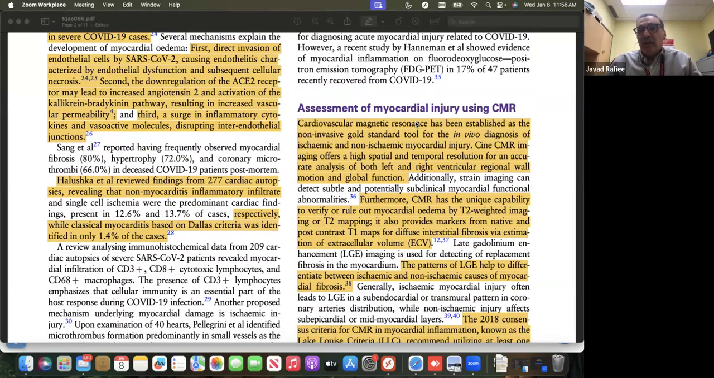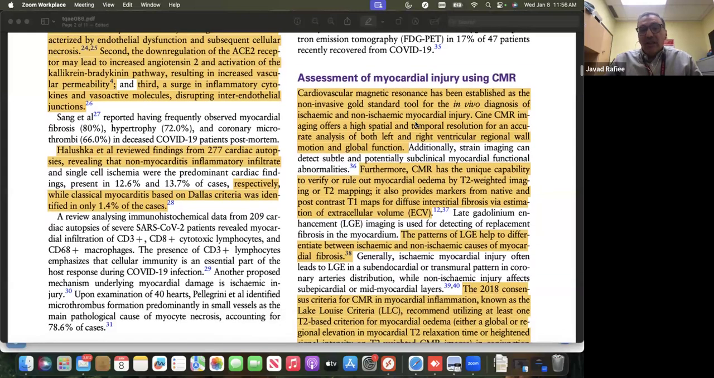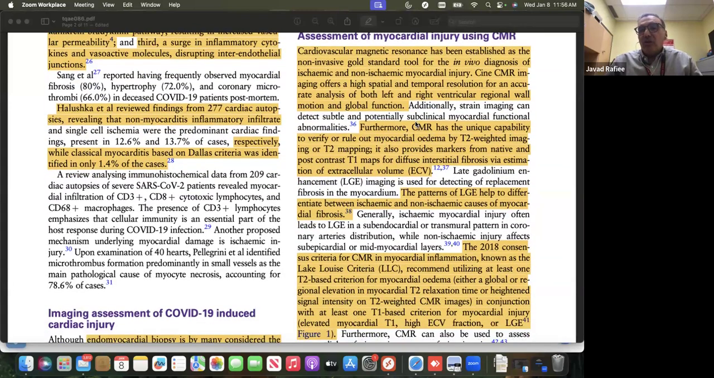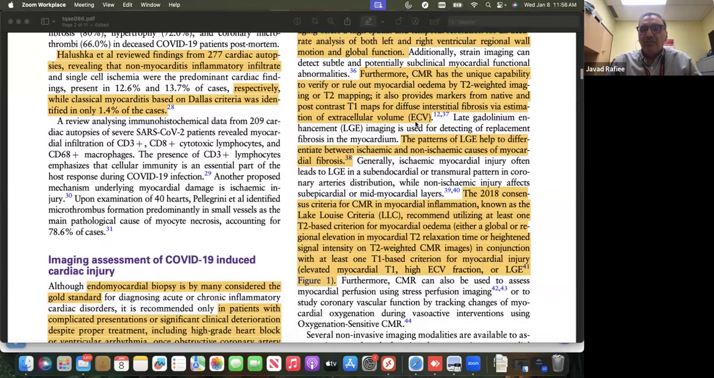So based on this finding, cardiac MR is the best method to show cardiac injury during COVID-19. It not only shows global and regional RV and LV dysfunction, it can show T1 and T2 changes based on myocardial edema and fibrosis, and can also show myocardial replacement fibrosis by LGE, and can differentiate between ischemic and non-ischemic causes of myocardial damage.